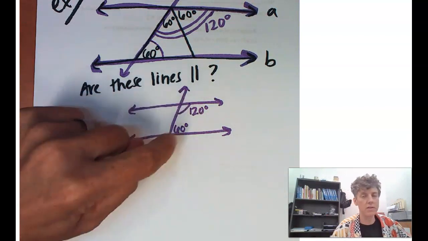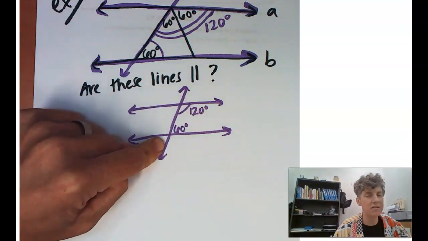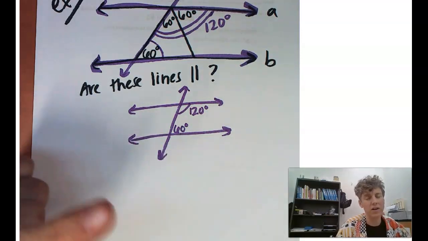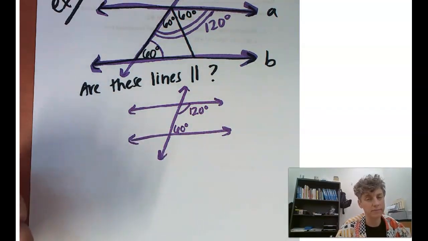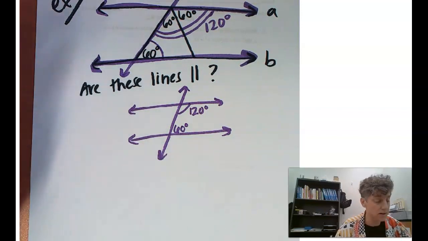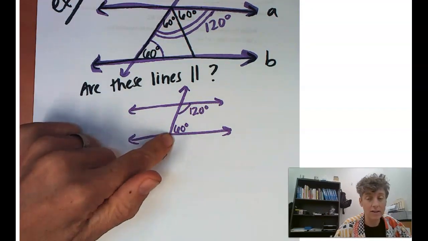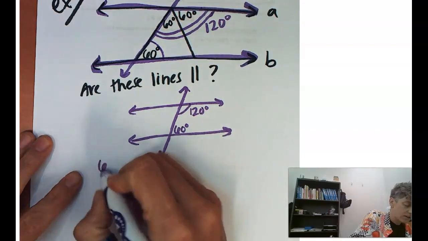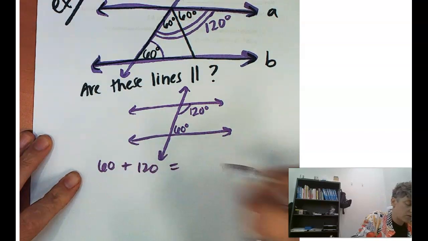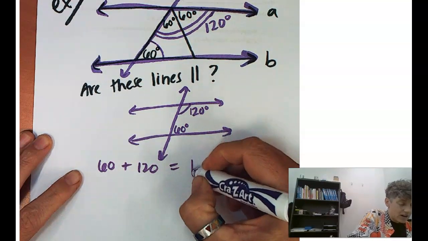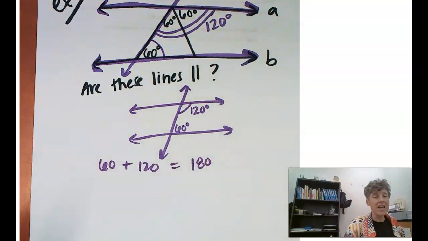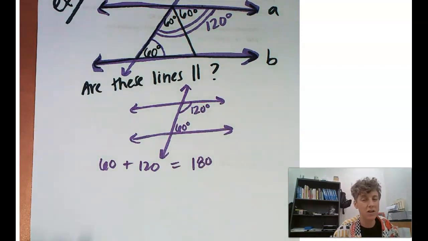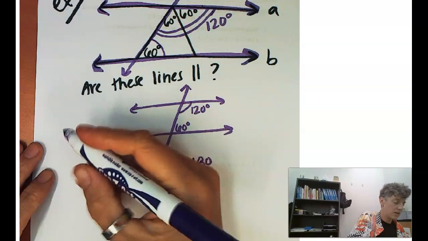What do we call these? Same side interior angles. And what was supposed to be true about same side interior angles if the lines were parallel? They were supposed to be supplementary. What's supplementary mean? Adds to 180. Do these add to 180? Let us check. 60 plus 120 equals 180. So yes, these lines are parallel because the same side interior angles are supplementary.